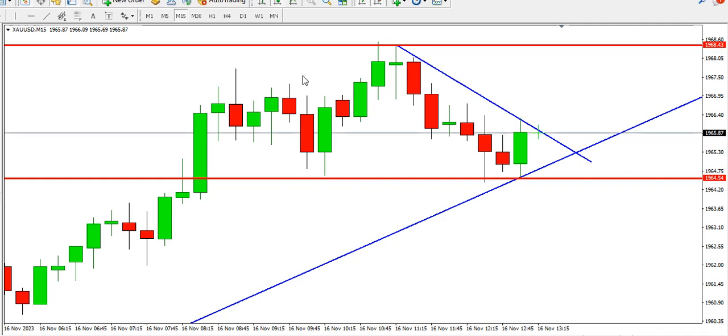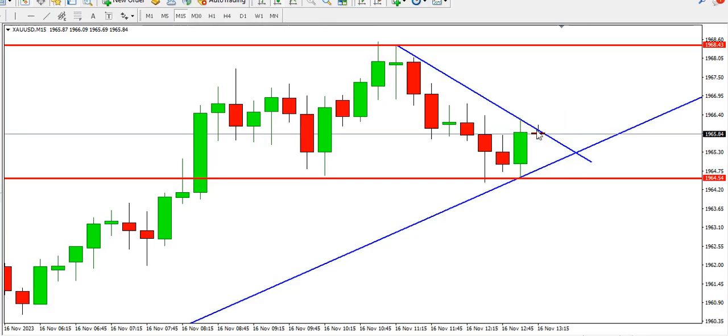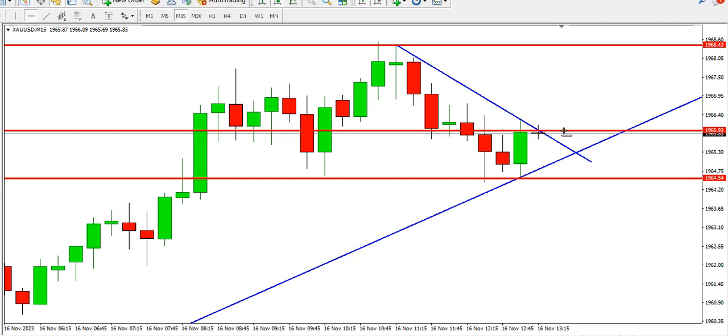All right, so that's that on how to plot the trend lines on the chart. You drag the trend line tool from the left side of the price chart to the right side, from one candlestick wick to another, from tip to tip. Then watch for a trend line breakout by price for trade entry, and that is what we are looking at. We are seeing a trade. We have identified a possible trade entry here.